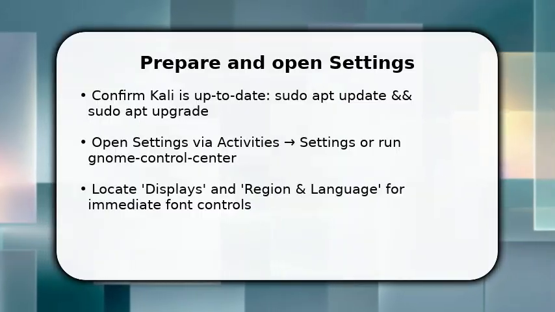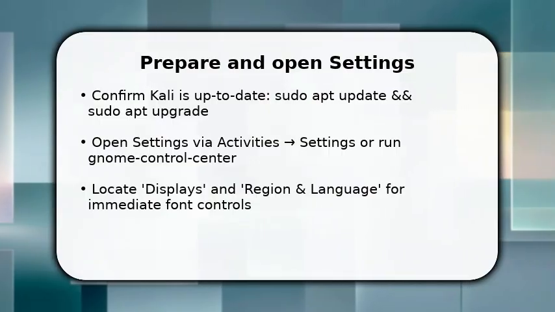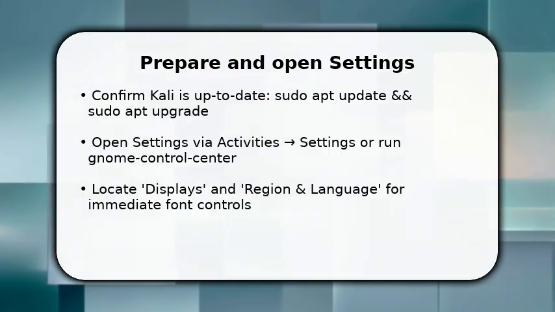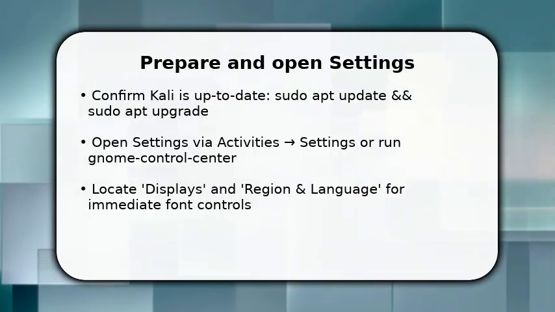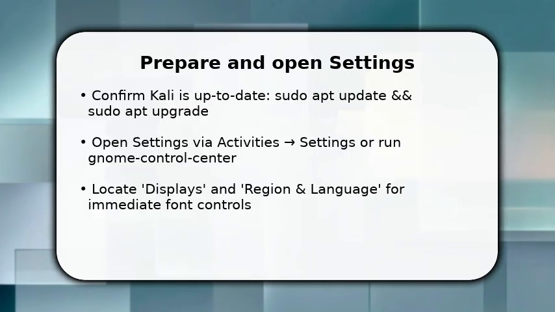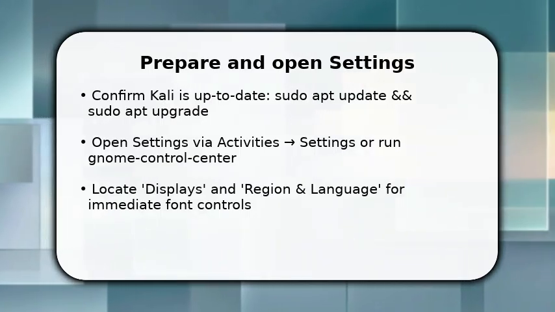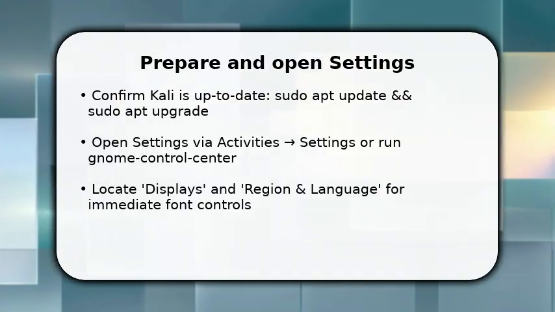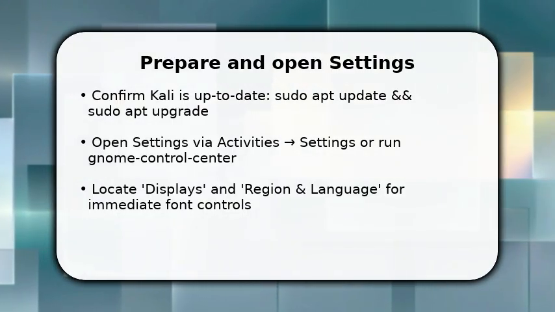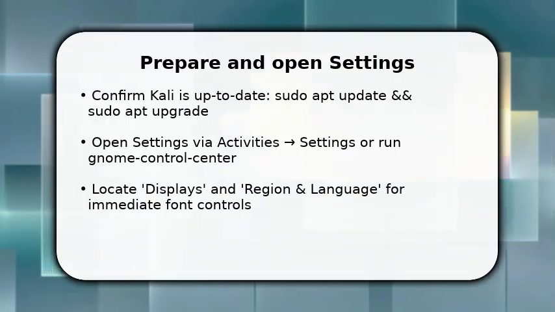You start by ensuring system updates won't block tools. Run sudo apt update and sudo apt upgrade. Once done, open GNOME settings from Activities or run GNOME Control Center in a terminal. Make sure you know whether you need display scaling or font adjustments. These live in Displays and Region and Language. This first step primes the environment so changes persist.